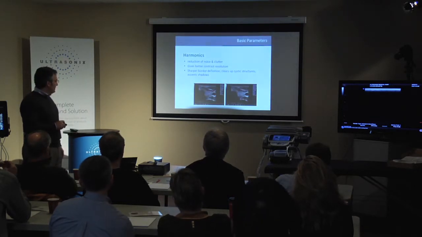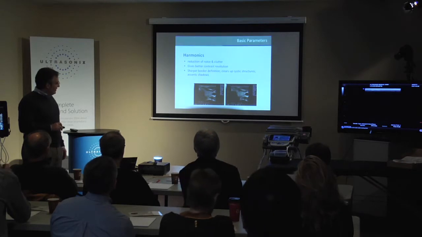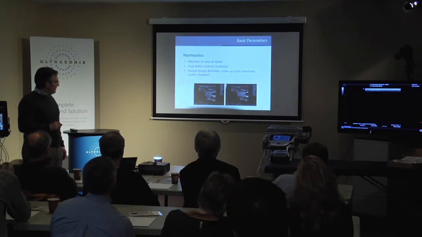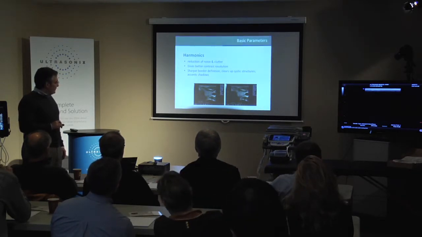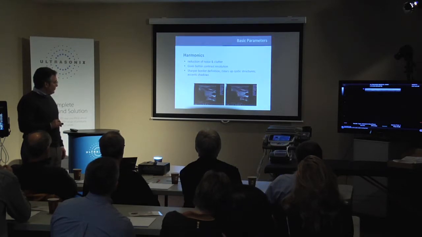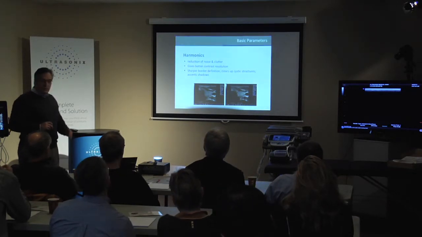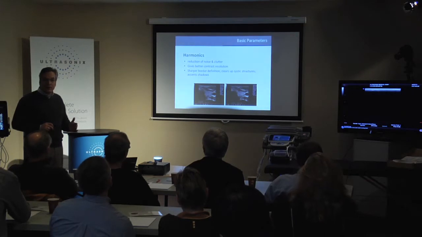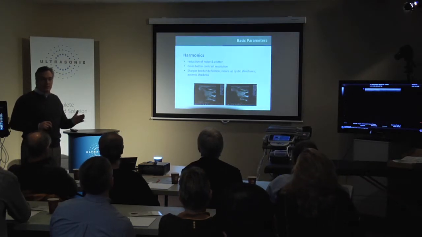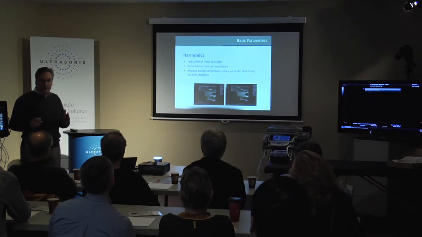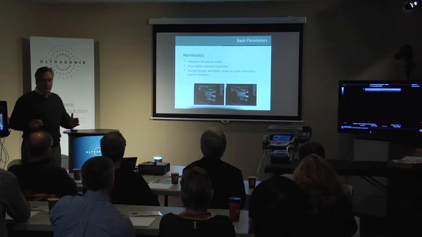There's an example. This is an image on the left without harmonics. There's an image on the right with harmonics. And you can see that the border definition and the enhancement is more clear. It also assists in the differentiation of vessel, noise artifact, as well as cystic structures, differentiating the various cystic properties within a cystic structure, from complex to clear.